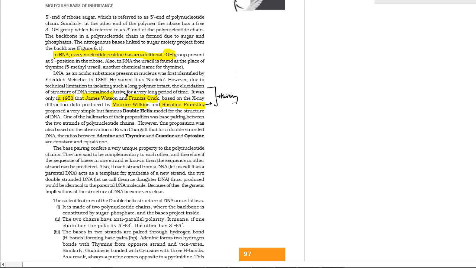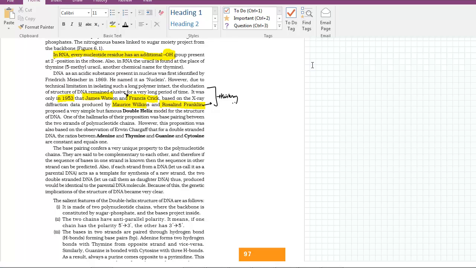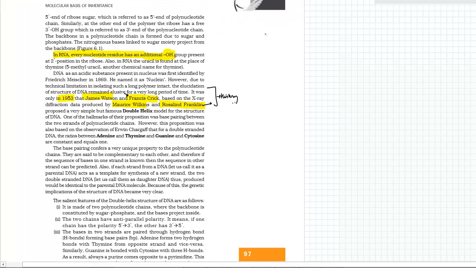Now let us move on to the polarity. Let us say this was my ribose sugar. This will be my 1', 2', 3', 4'. This is CH2OH, which will be my fifth carbon.